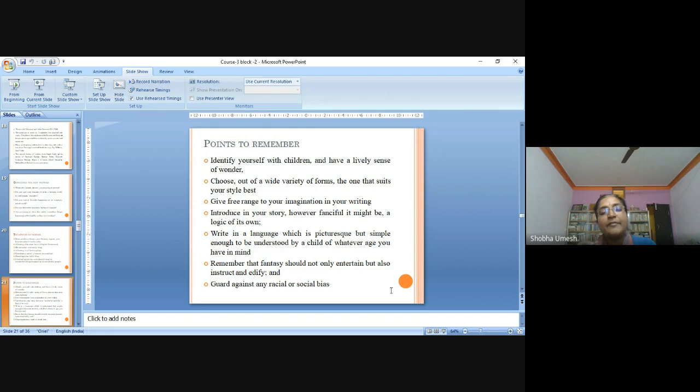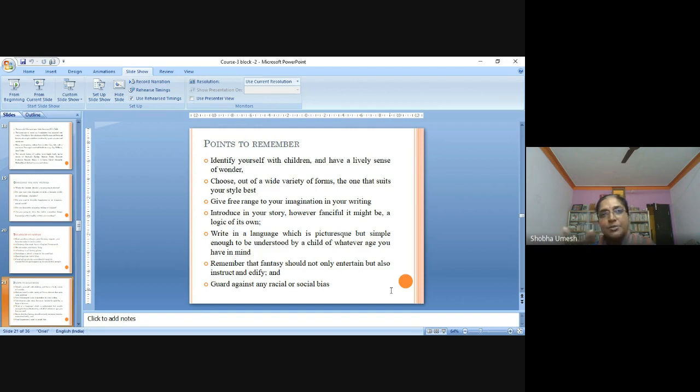Choose out of a wide variety of forms the one that suits your style best. When you make a choice of the form, you should always give importance to the style. Style is nothing but the narrative technique. Either it is first person or second person, but it should always be direct. So give free range to your imagination in your writing. We should not restrict ourselves when we imagine.